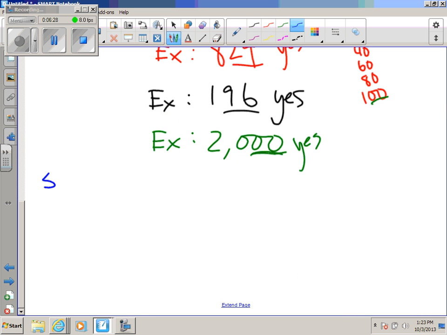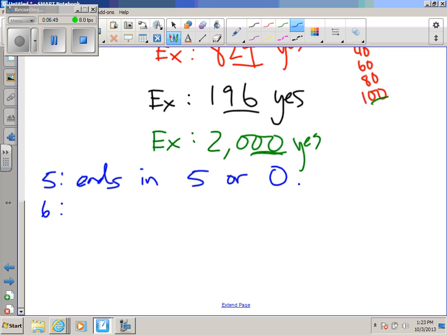Five. Ends in 5 or 0. Think of your multiples of 5. You have 5, 10, 15, 20, 25, 30, 35, 40, and in 5 or 0.